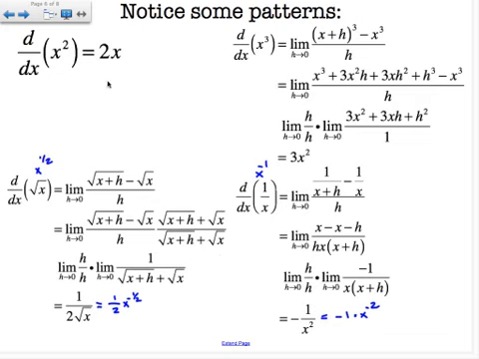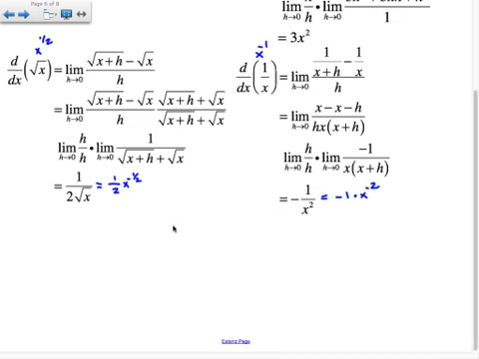That's not the only thing that occurred. In each instance, the exponent that you started with was reduced by 1. The 2 became a 1. The 3 became a 2. The 1/2 became a −1/2. And the −1 became a −2. This is not a coincidence. This is actually a pattern that we will use to shortcut the derivative process. Okay, we call it the power rule because we are taking derivatives of powers of x.